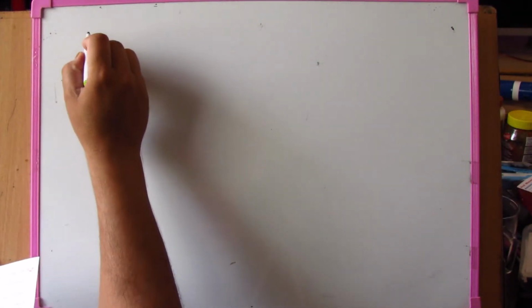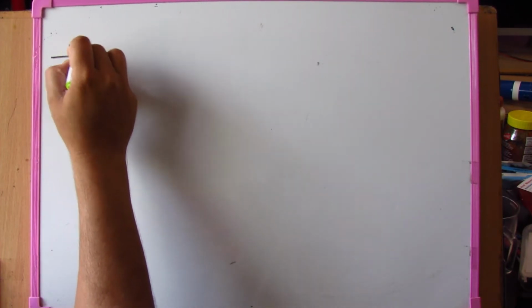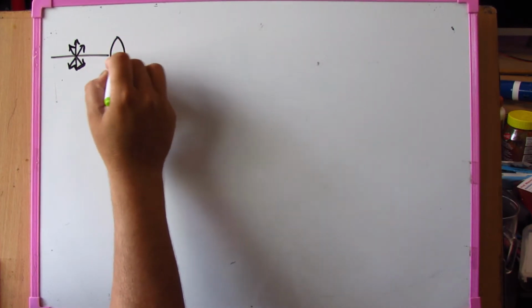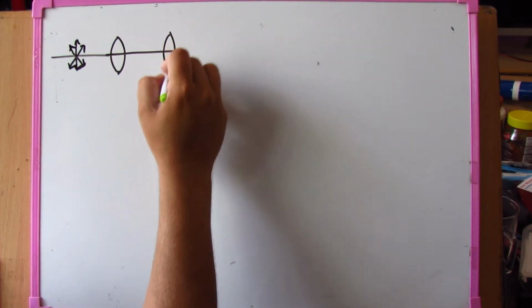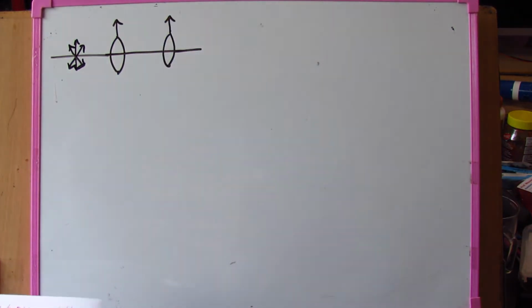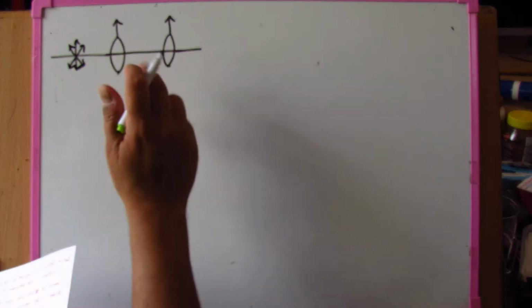So, analyzer and polarizer. Before that, the incoming light is unpolarized light. You remember this notation? Fine. Now there is a polarizer and there is an analyzer. And what is given is they are oriented so that the amount of transmitted light is maximum.